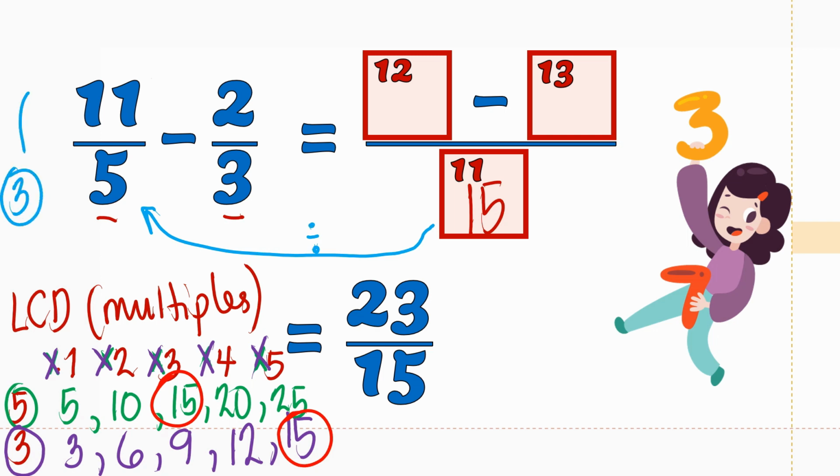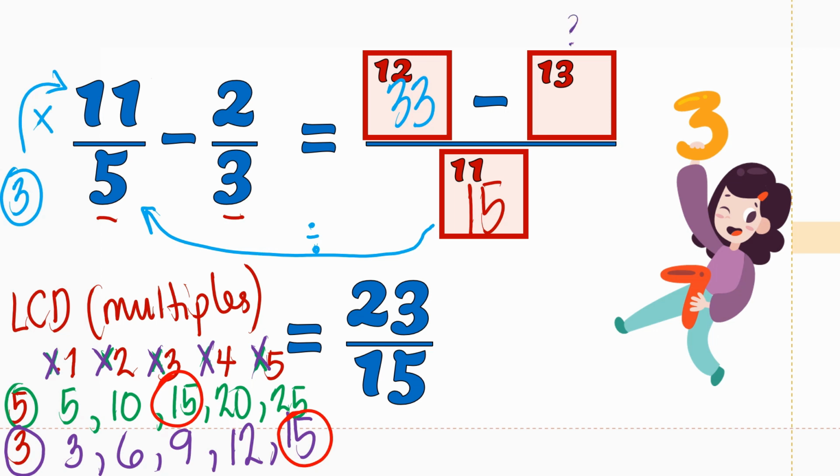And then, yung 3 natin, i-times natin doon sa 11. So, we'll have 33. Okay? Yun yung ilalagay natin dito sa box 12. To find naman the other, how are we going to find this one?